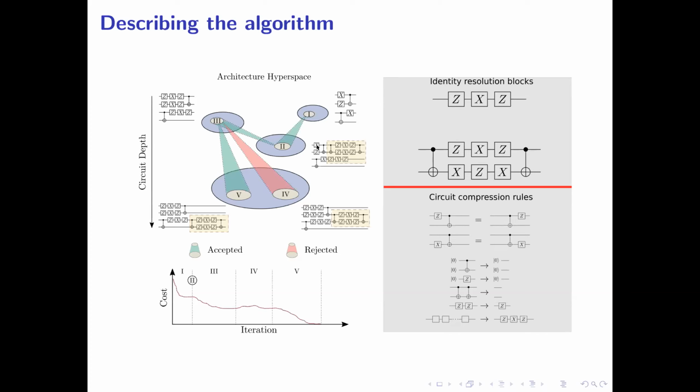Once appended, we try to minimize this cost function a bit more, and then because we don't want the circuit to grow infinitely, we try to compress this circuit as much as possible. We do this by using some cost-preserving compression rules, some of which I draw here. Importantly, this allows us to smoothly navigate the architecture hyperspace. At each iteration, our algorithm can either accept the new ansatz or go back to the previous one or the best one that has been found so far. So I hope this is clear enough.